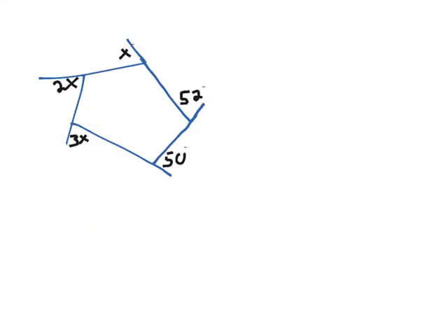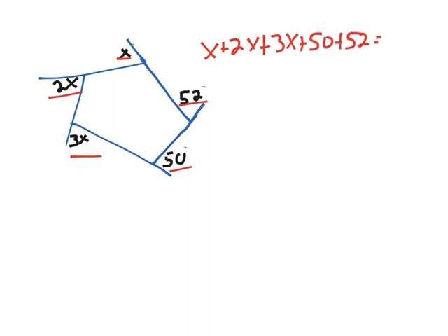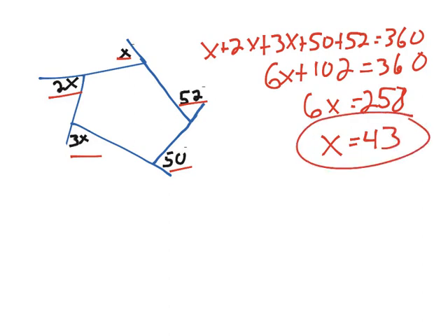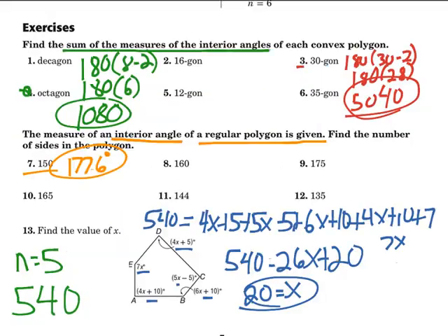So in my picture, all of these angles, this angle, this angle, this angle, this angle, this angle, they all add to be 360. So when I write this, it's going to be x plus 2x plus 3x plus 50 plus 52 equals 360. Combine like terms, I get 6x plus 102 equals 360. I subtract the 102 and I get 6x equals 258. And then divide by 6, x equals 43. There's my answer. That's the entire section.